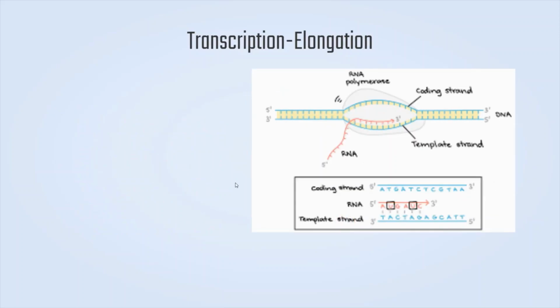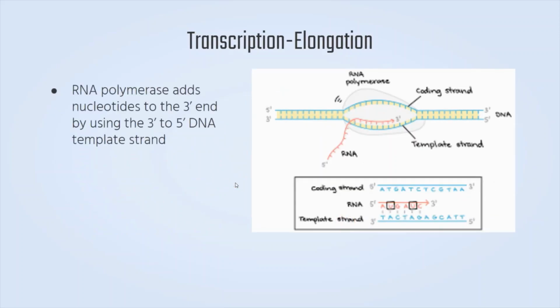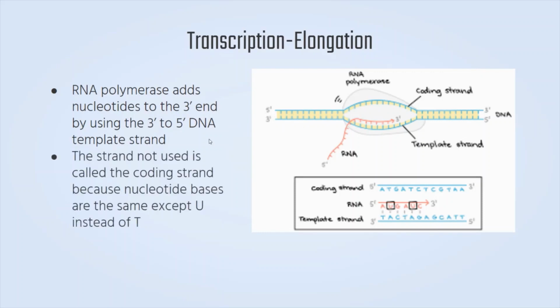Next, elongation will occur. In elongation, RNA polymerases will add nucleotides to the 3' end by using the 3' to 5' DNA template strand. So this bottom strand will be the template strand. However, the strand that is not being used is called the coding strand because the nucleotide bases are the same, except uracil will be present instead of thymine in the RNA transcript.